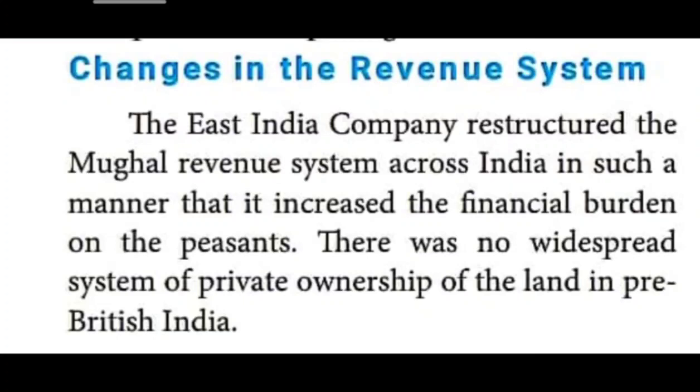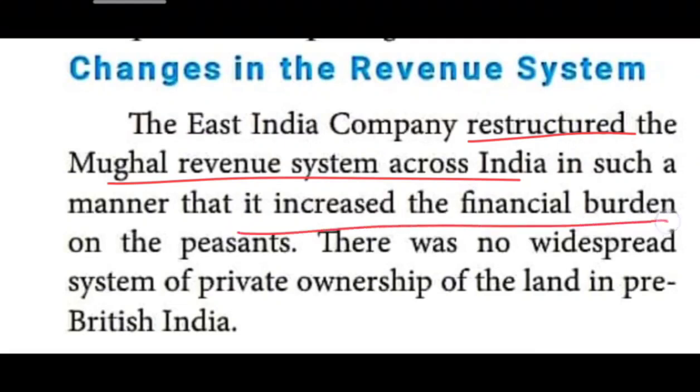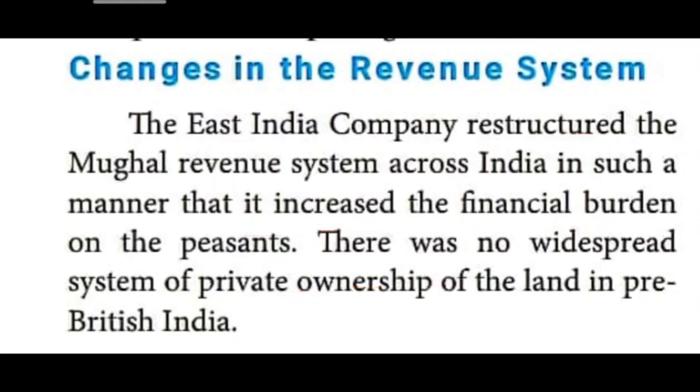The English East India Company restructured the Mughal revenue system across India by using the permanent revenue settlement. The tax collection, everything, they changed. So the financial burden fell on the peasants. There was no widespread system of private ownership of land in pre-British India. Before the arrival of the British, there was no private ownership, but after their arrival, we can say there was private ownership.